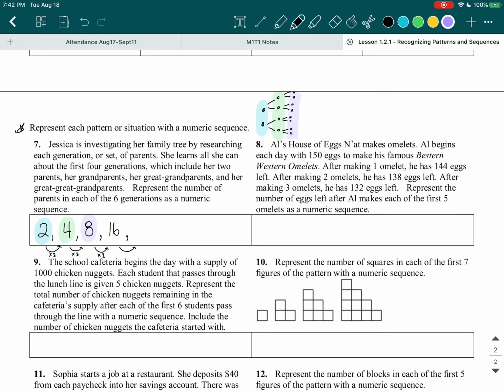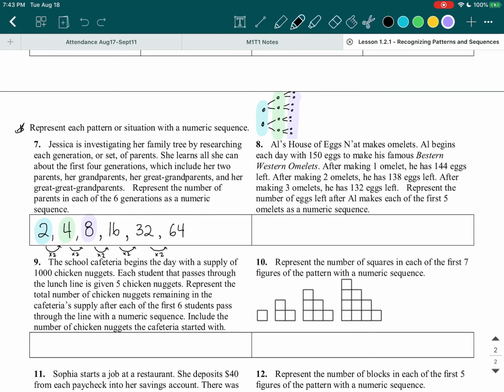And then we still keep the pattern going, multiply by 2. 16 times 2, 32. And one more time, multiply by 2, 32 times 2, 64. And now we've listed out 1, 2, 3, 4, 5, 6 generations. And that's what they asked of us. So that's it. You just list out the numbers. Okay, it's as simple as that.